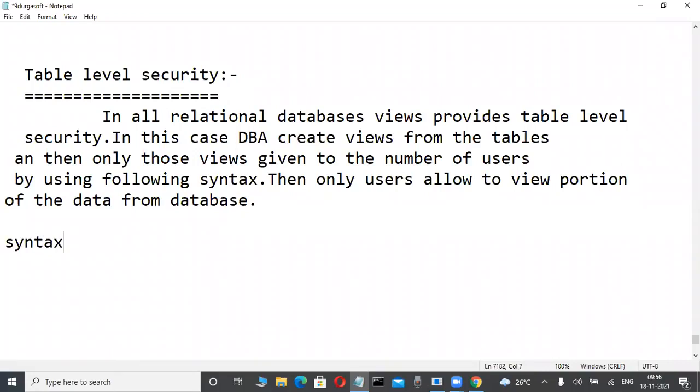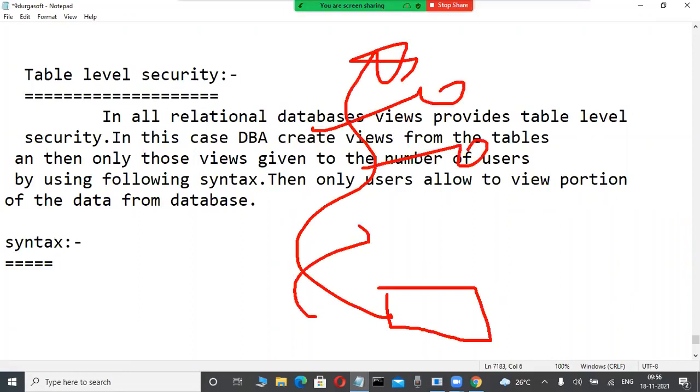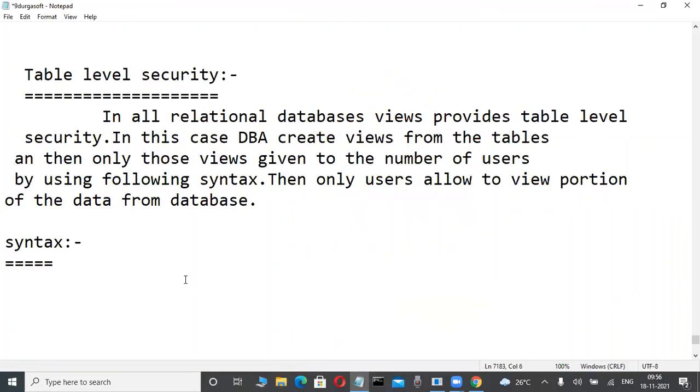What is the syntax? You already have an idea, object privileges. GRANT is the command. In place of table name, they give view name. That's why the database administrator creates views and these views are given to a number of users by using GRANT ALL ON, or GRANT SELECT, INSERT, UPDATE ON, anything. Here it is GRANT ALL ON view name.